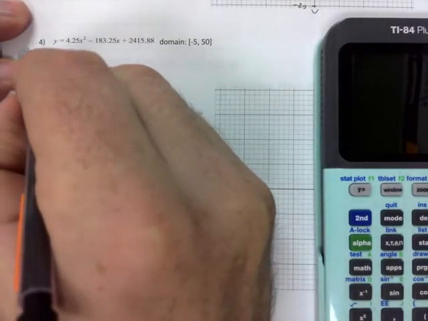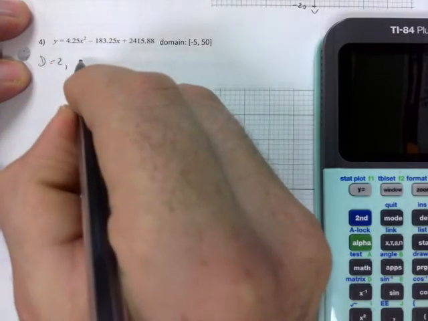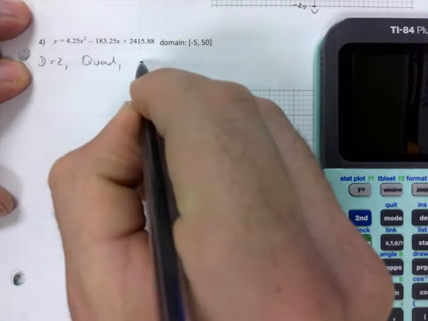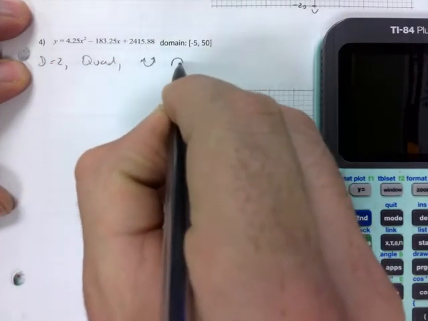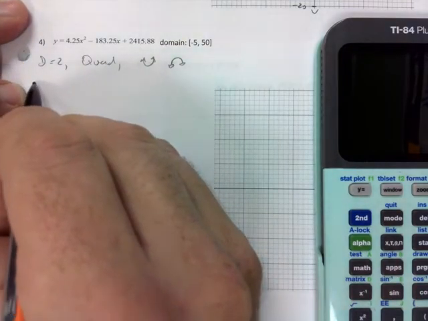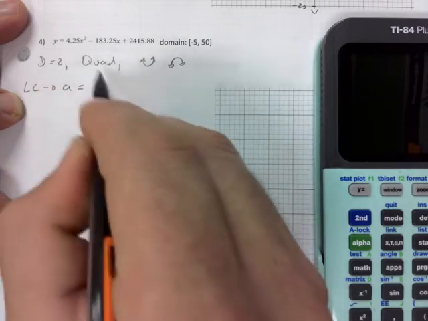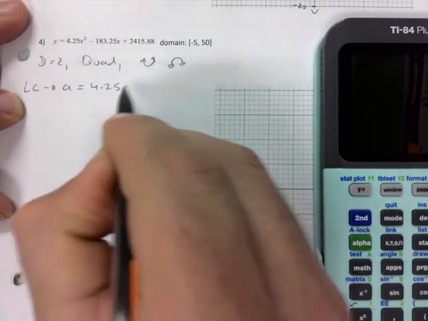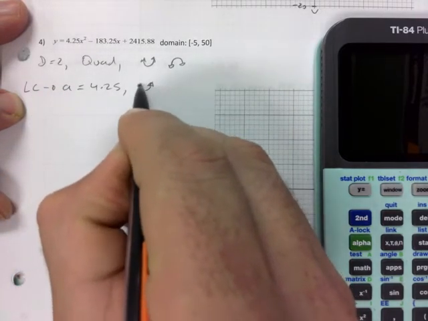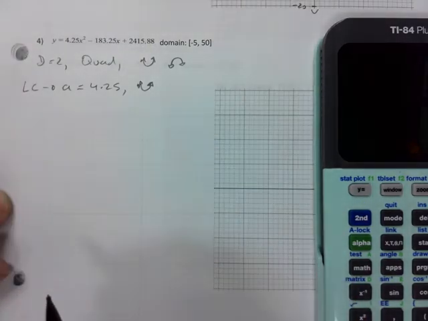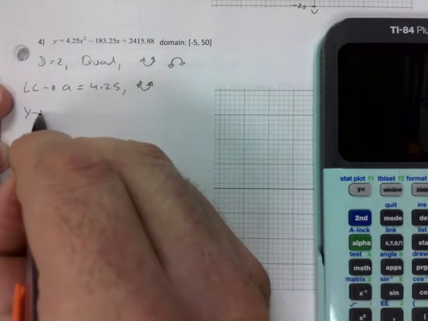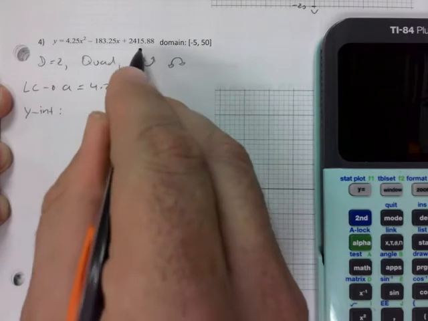Let's talk about what we know. Degree is 2. It's a quad. It's either up or down like this. And we know that the leading coefficient, in this case A, is equal to 4.25, which means this is pointing up. Okay. Y-intercept, we can read right off the equation.